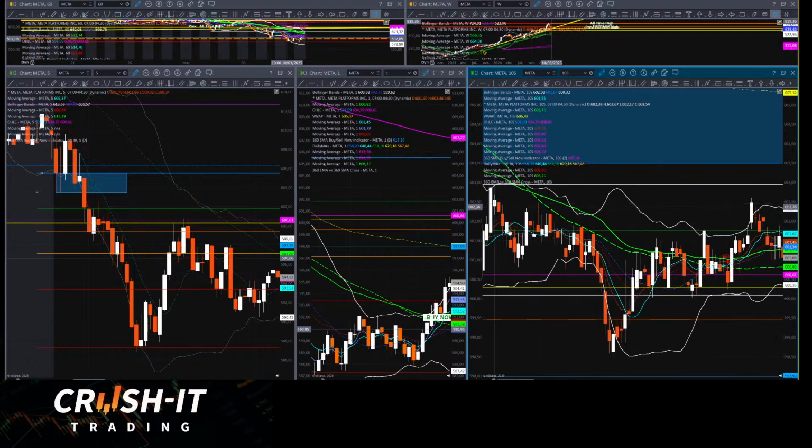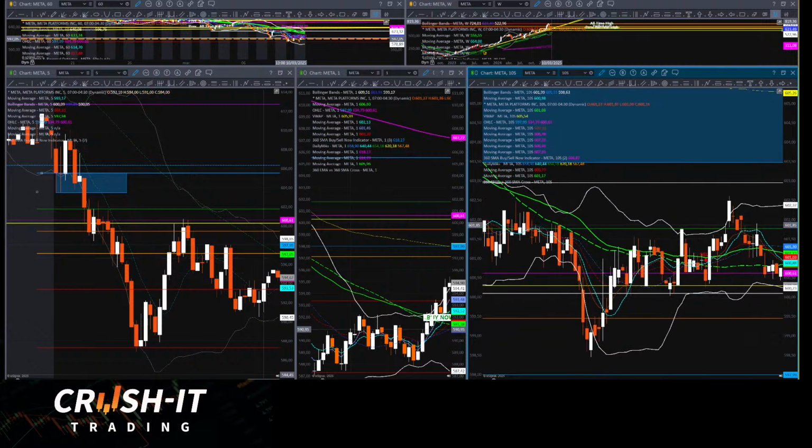And you can see this. Look how choppy this is before it even gets into the crush it zone. Very, very choppy. Okay, that's Meta. We talked about Tesla. That's all I have for the day.